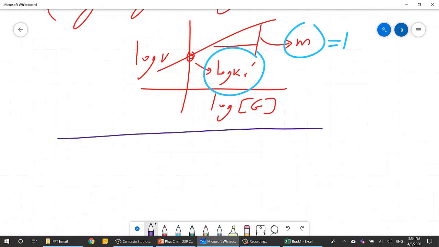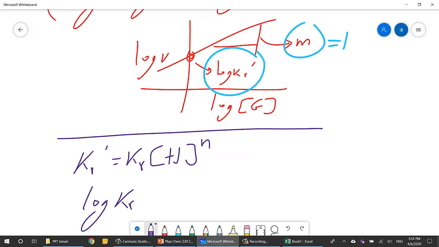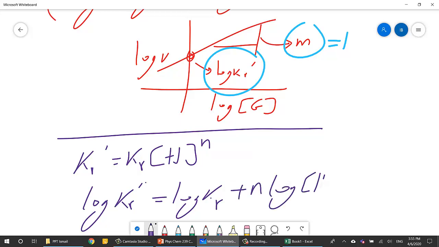So the way you do that, we know that the Kr prime is defined as Kr multiplied by the enzyme concentration to the power, was it n? I think, yes, n. Then we can take the log of both sides here, and this will give you, again, log Kr plus n log the concentration of the enzyme. You see how useful this is. Now we can obtain the Kr values.